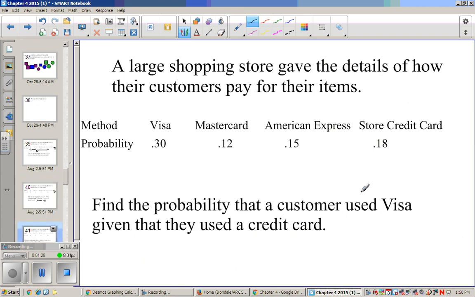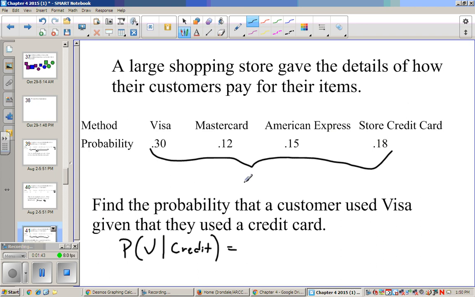Find the probability that a customer used a Visa given the fact that they used a credit card. So this is the probability they used Visa given the fact that they used a credit card. Now, we already added these up, and we said that that's 0.75. So out of the total of 0.75, what's the probability it is Visa? That's 0.3. So out of all of these, what's that probability? Now this doesn't look good as a fraction. So what we do is we take 0.3 divided by 0.75, and we get a probability of 0.4.